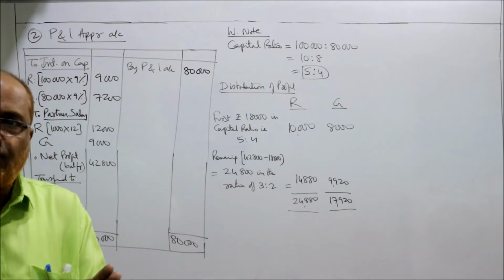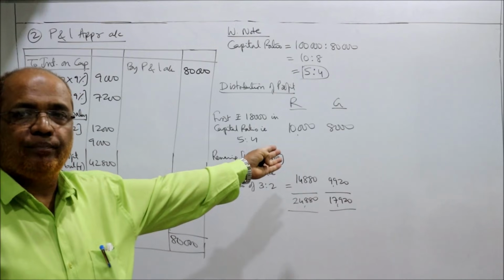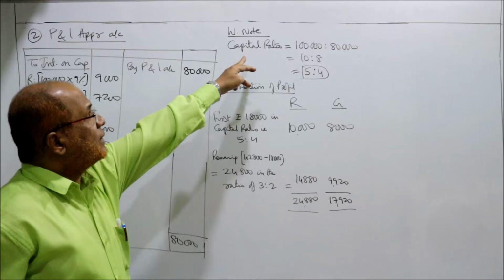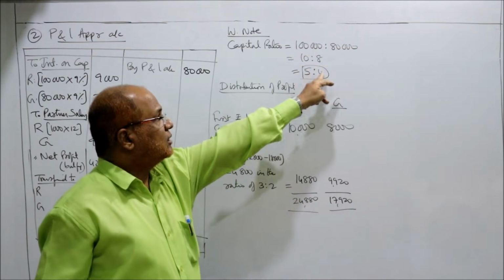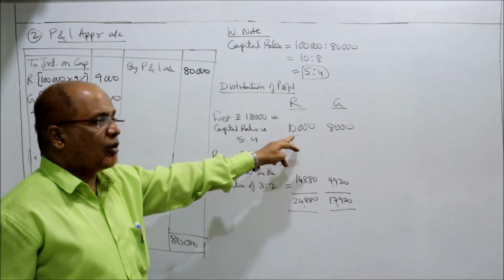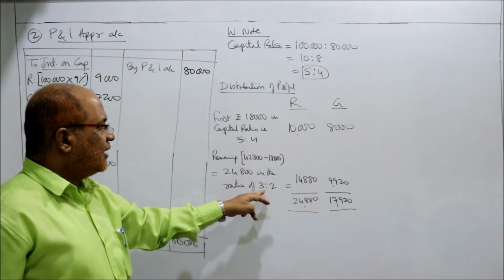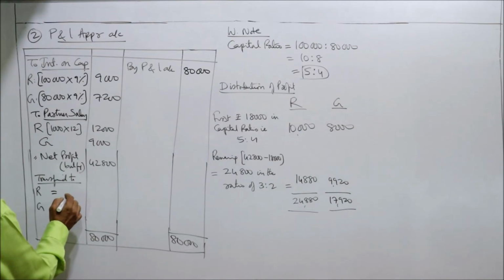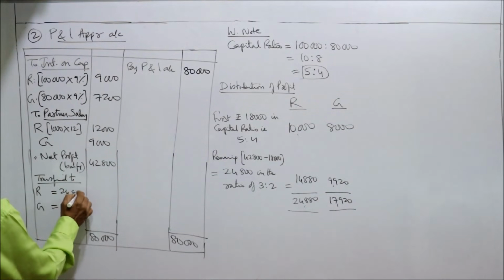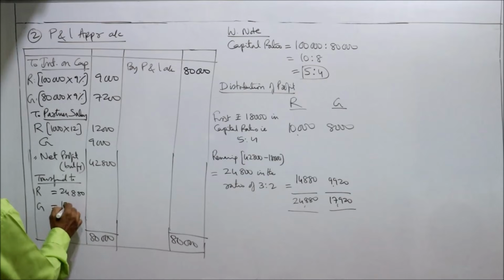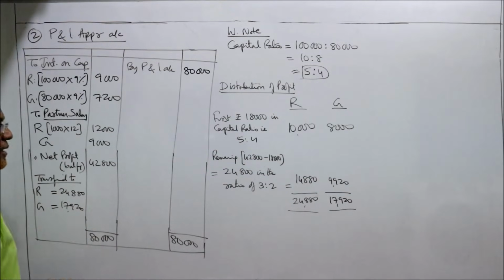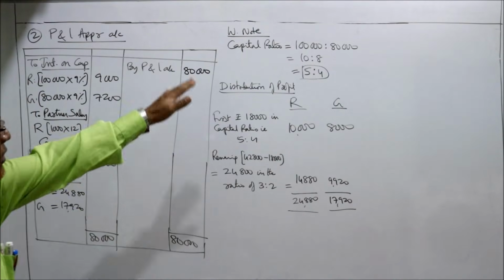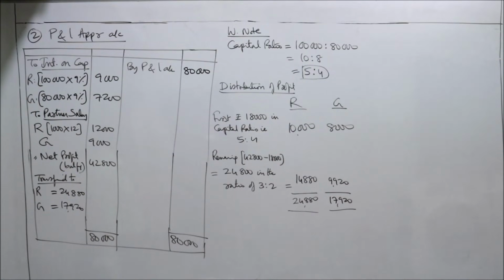So how to divide 42,800? That condition is given. First 18,000 will be divided in the ratio of capital. So capital ratio 1,80,000, 5:4. 5 by 9, 4 by 9. Remaining balance will be divided in the ratio of 3:2. So 24,880 and 17,920. This is the share of profit. Now take a pause and copy down the working note. I am rubbing the working note right now.